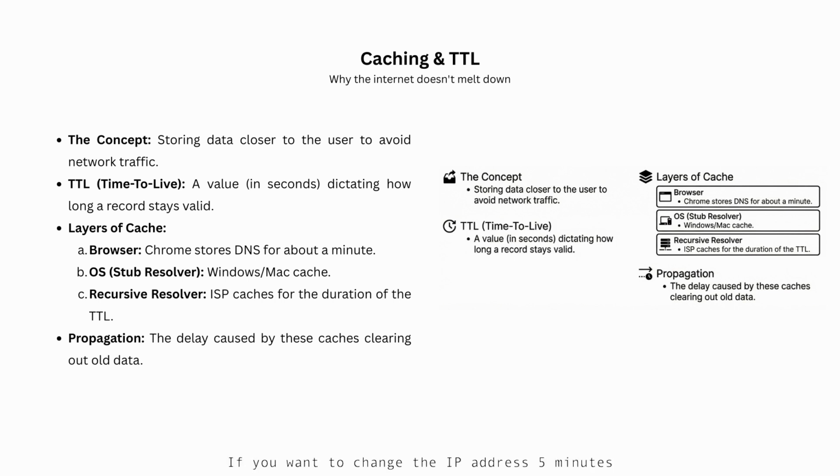If you want to change the IP address 5 minutes after setting that record, nobody using those caches will know until the cached copy expires. This delay is what we call propagation. That is why DNS changes aren't instant. You're waiting for caches worldwide to clear out the old data.